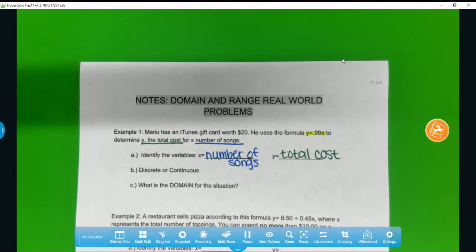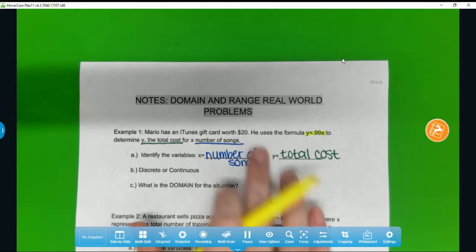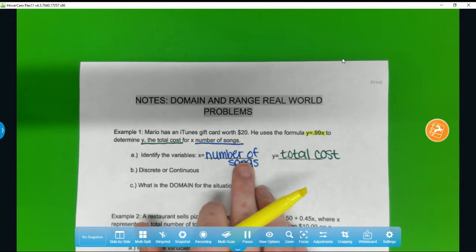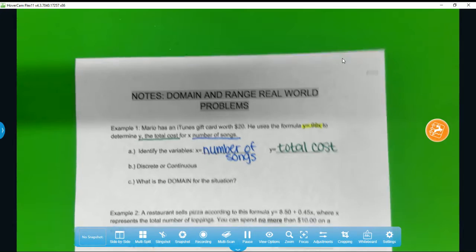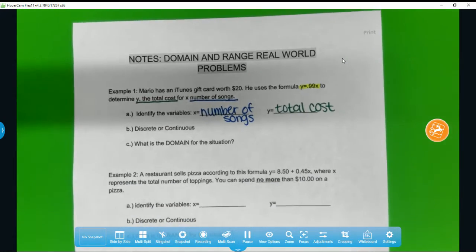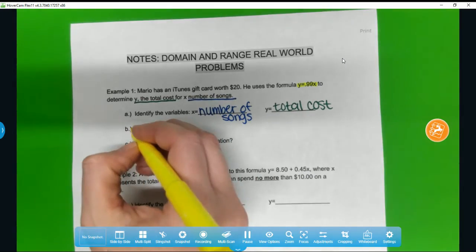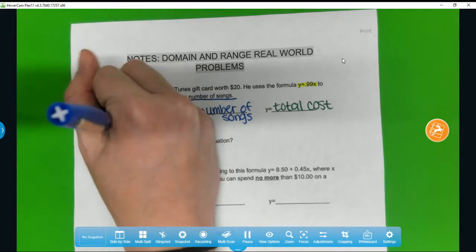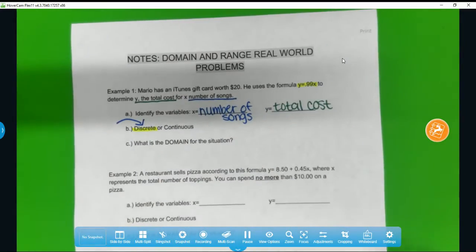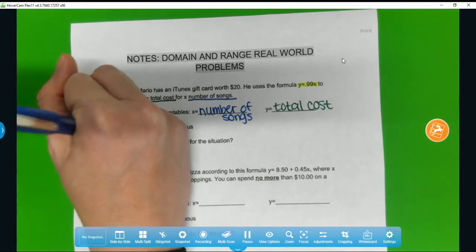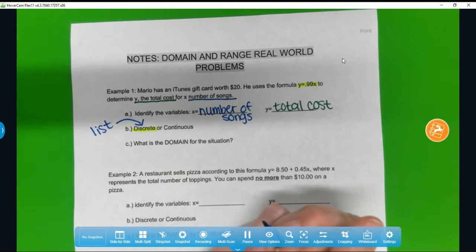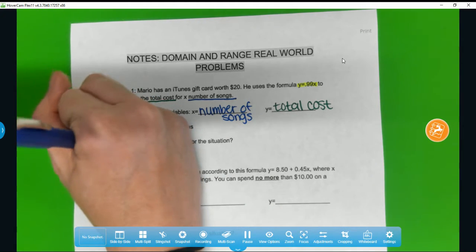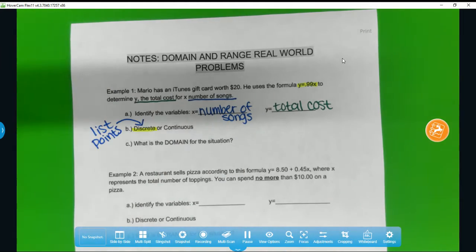Okay, so remember we talked about discrete and continuous. So we're focused on this x value. Can you buy a fraction of a song? No, so therefore our function is discrete. Since it's discrete, when I have my points, I'm just going to list them. So you would list the points for the domain, and if they were asking for the range, we would list the points for the range.